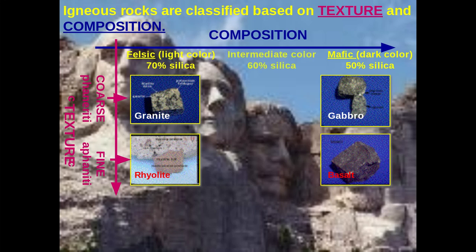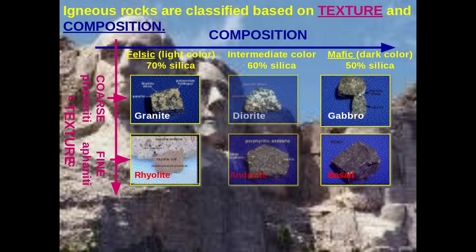If you look at the intermediate color, so this would be, again, 60% silica, 50-50 light and dark, we look at the diorite, which is the phaneritic, the coarse grain texture. This is the salt and pepper rock that we mentioned earlier. If you look at the picture, you get that idea between salt and pepper, light and dark. And then the andesite represents the volcanic rock, that's the intermediate color.